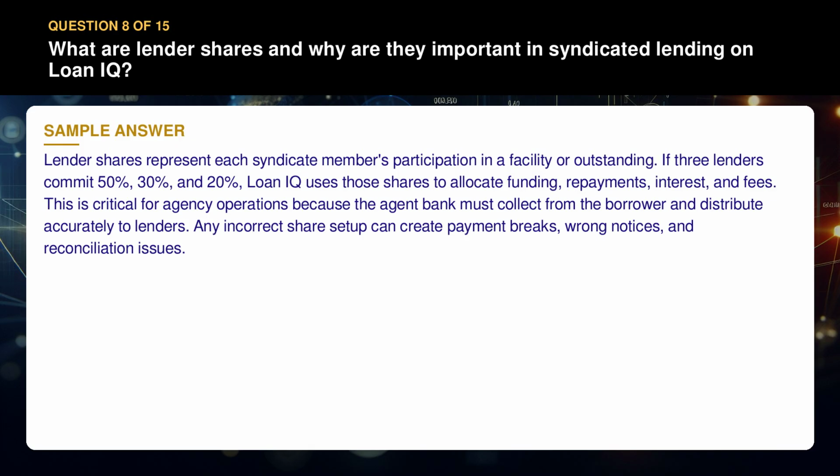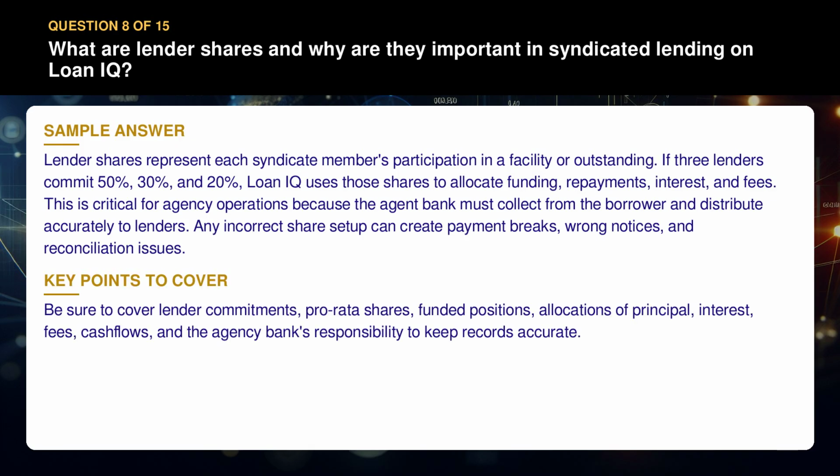This is critical for agency operations because the agent bank must collect from the borrower and distribute accurately to lenders. Any incorrect share setup can create payment breaks, wrong notices, and reconciliation issues. Be sure to cover lender commitments, pro rata shares, funded positions, allocations of principal, interest, fees, cash flows, and the agency bank's responsibility to keep records accurate.